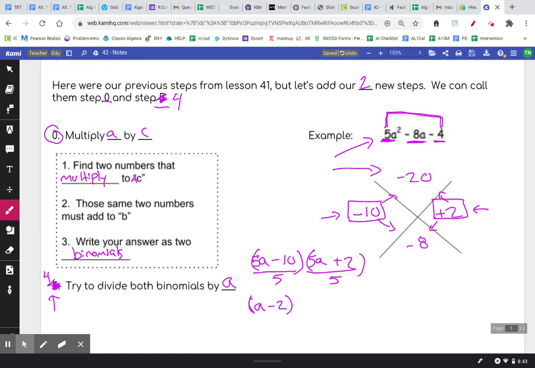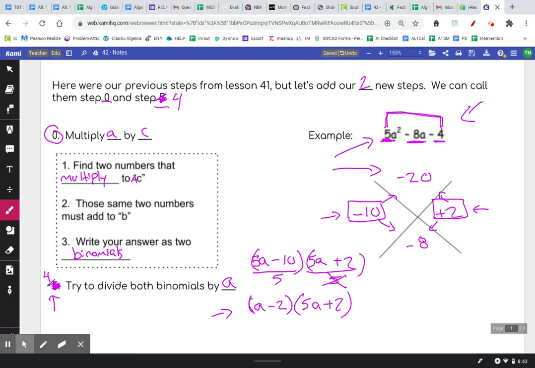This next one, 5a divided by 5 again is a, but 2 divided by 5 is going to be 0.4, and we don't like that, and I also don't want a fraction, so I'm not going to divide this one. I tried. It didn't work. I'm going to leave this one as 5a plus 2. Okay, and when I've completely found my answer, here's my factored version of the trinomial we were given at the start.